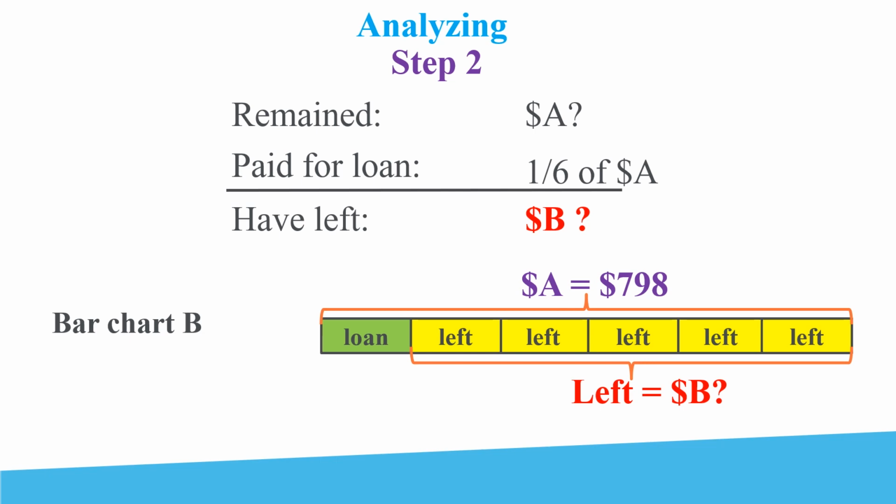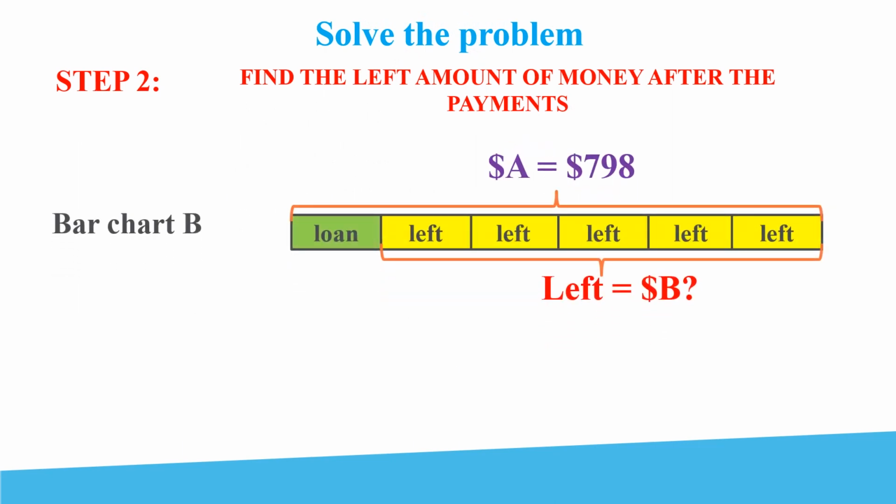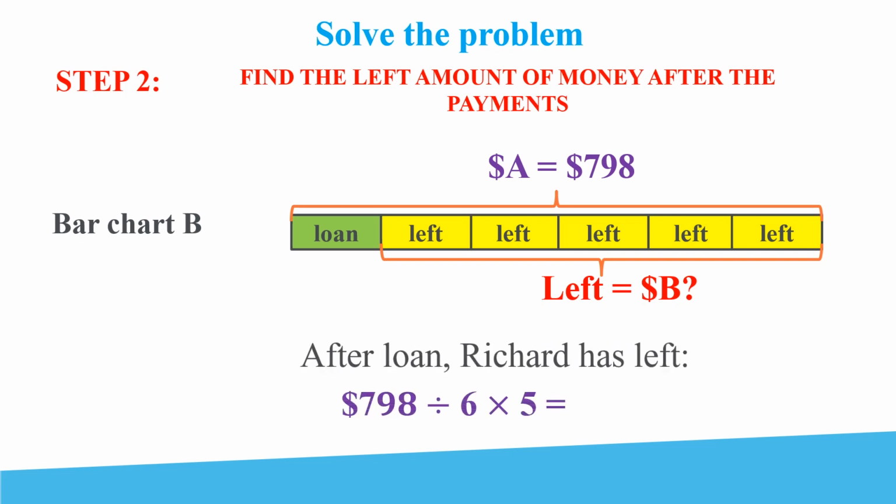Okay, so in order to find the remaining money, all we need to do again is divide the amount remained after taxes, $798, by 6 and then multiply with 5. This is how we find how much money is left for Richard after all payments. In this case it is $665.